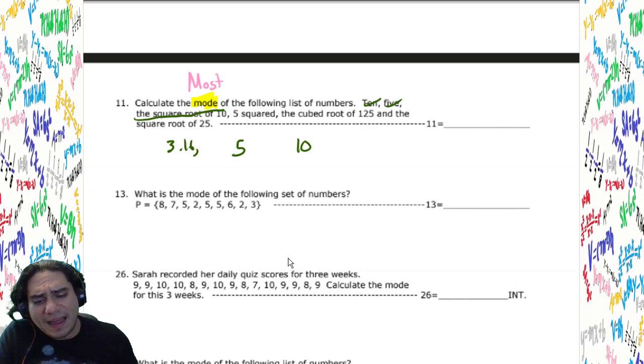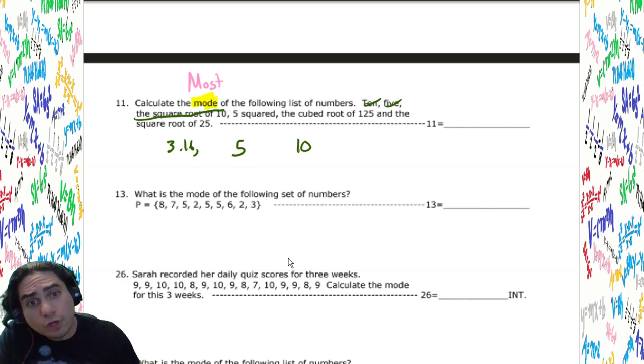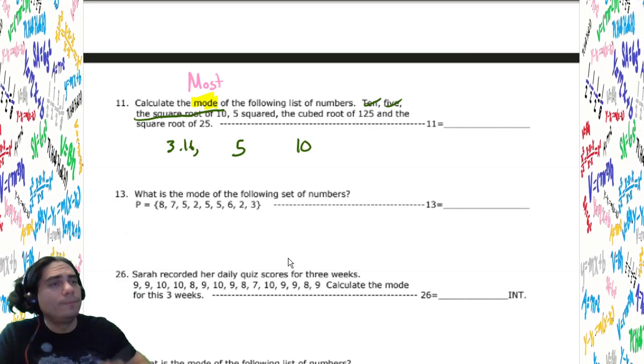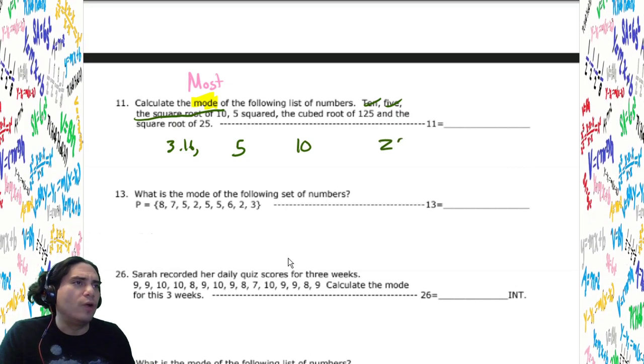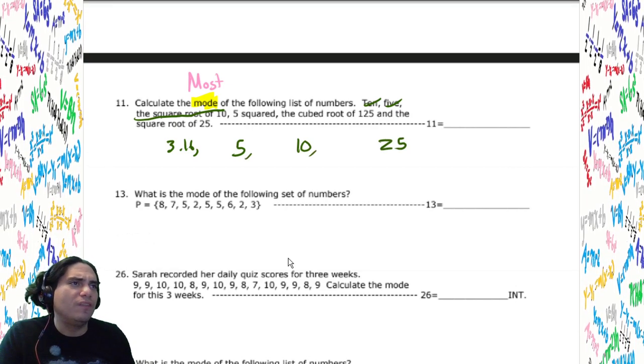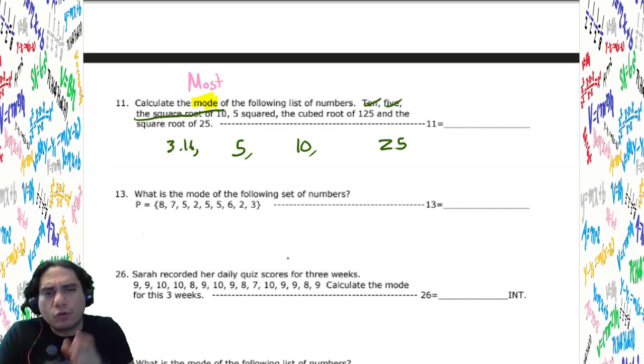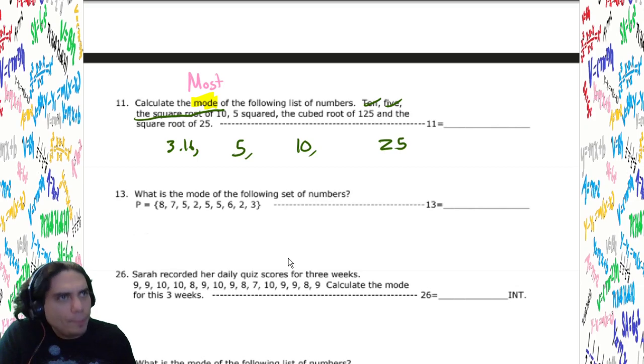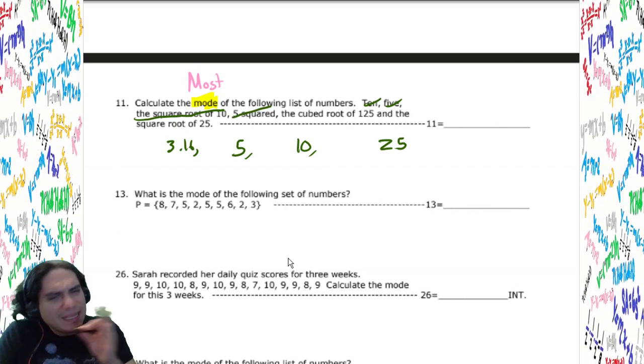5 squared. So I hit 5, enter, 2, y to the x. Or if you know your multiplication tables, 5 squared is 5 times 5, which is 25. All right, we got 25 right there. Notice how I'm putting it in an order, okay? I'm kind of estimating where these numbers are going to go right here. I'm still putting them in order from least to greatest.